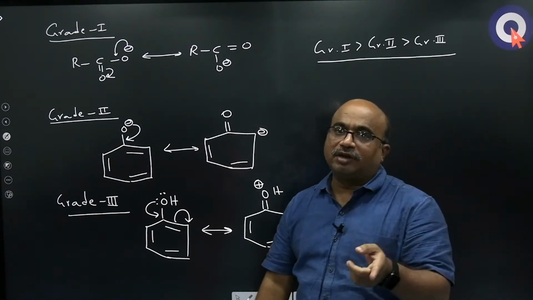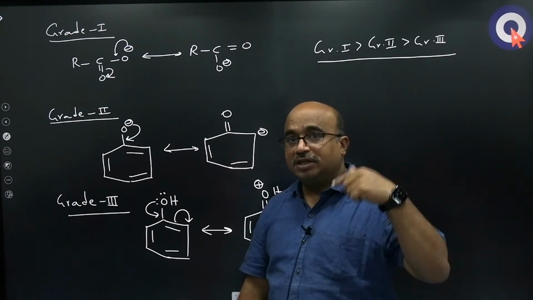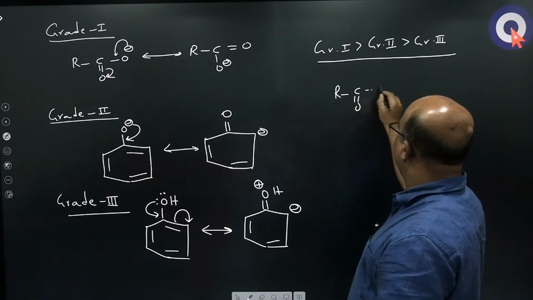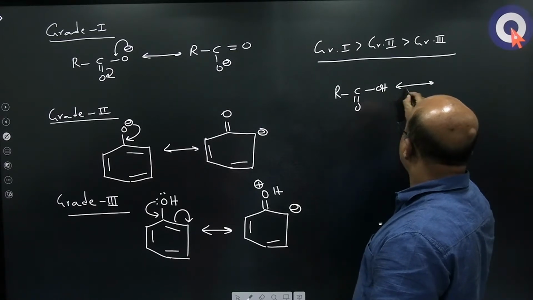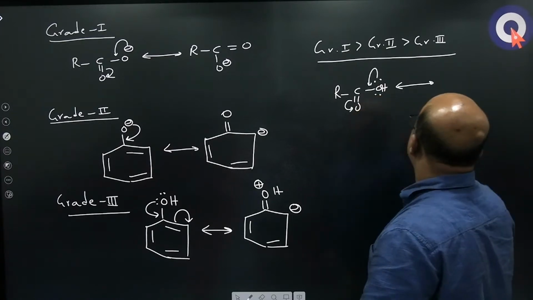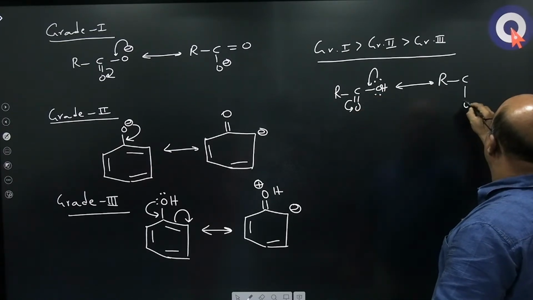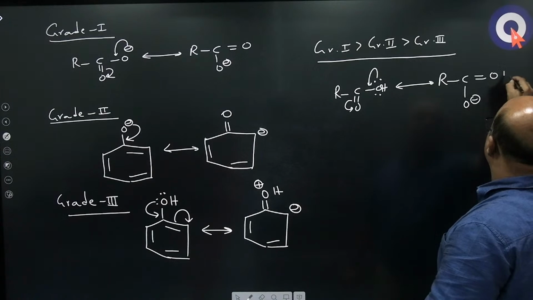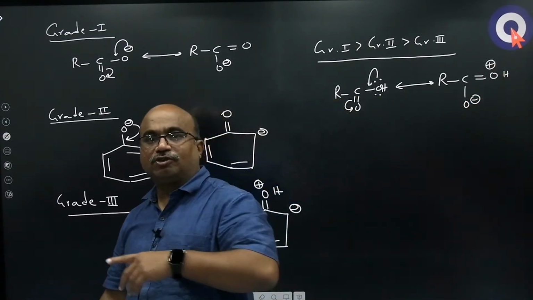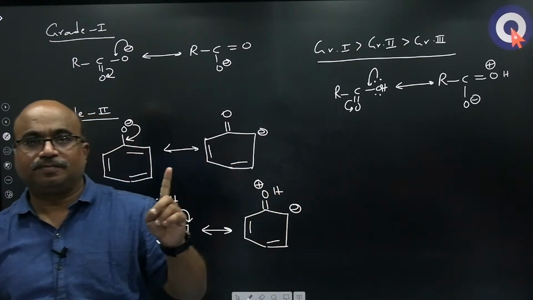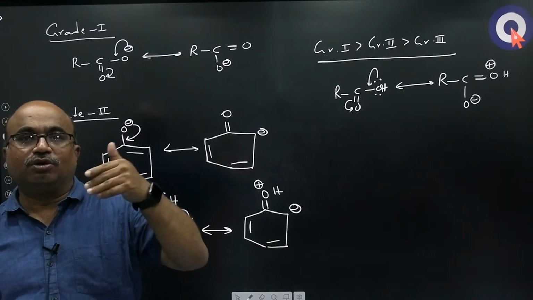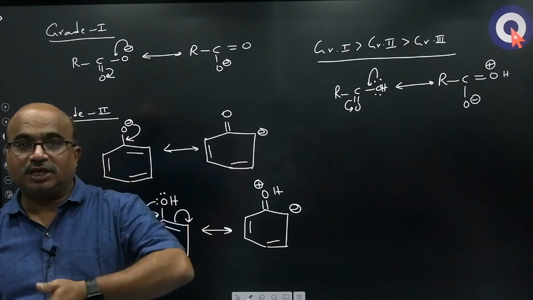That's why we say the carboxylate ion is more stable than carboxylic acids. Because even in carboxylic acids you have grade 3 resonance, that is R, C double bond O, OH. This oxygen lone pair can delocalize like this, so you will see R, C, O minus, double bond OH plus. So the carboxylate ion is more stable than the carboxylic acid. Clear? So grade 1 is more stabilizing than grade 3 or 2.